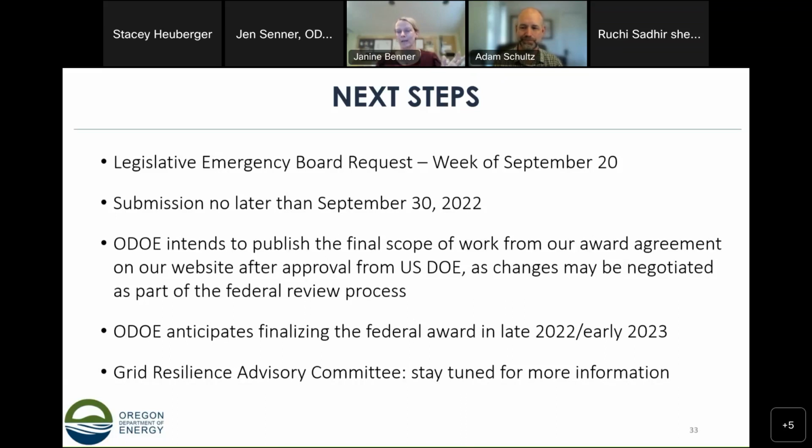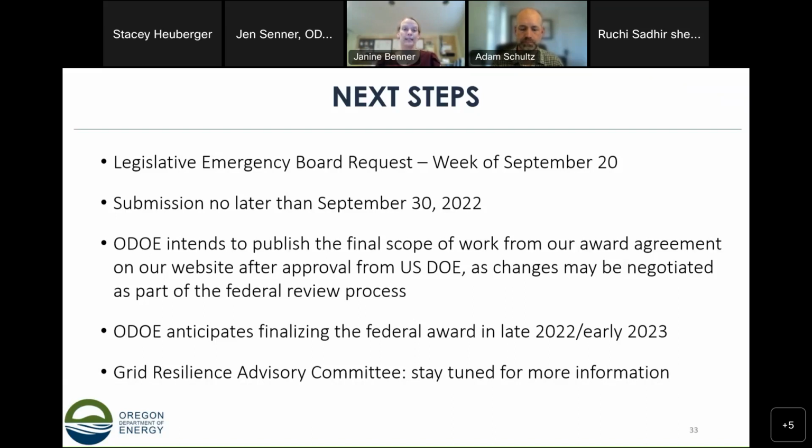Keep in mind, we don't know how that's going to work, but the details could change as we work with US Department of Energy. We anticipate finalizing those conversations and receiving funding from US DOE towards the end of this year or early next. And once that happens, we can start putting together a funding opportunity announcement and application details for utilities who will be applying to the state for this funding. But I just want to make sure everyone knows it may take a while to get all those details settled and the funding flowing. And finally, stay tuned for more information on the Grid Resilience Advisory Committee.